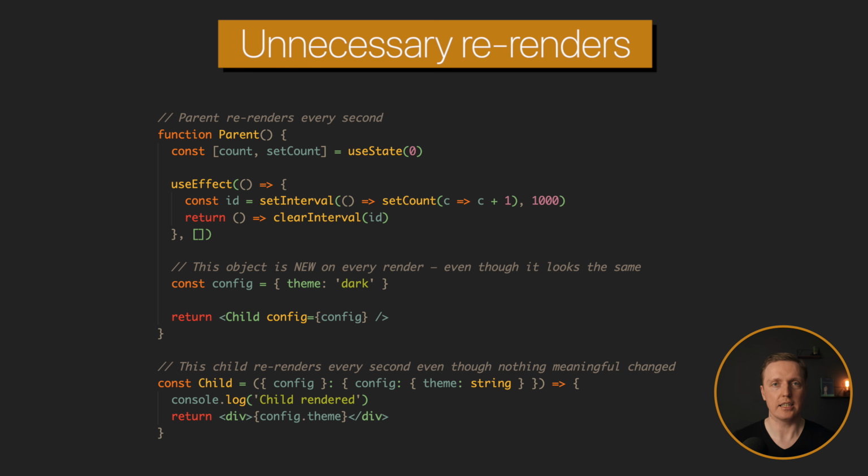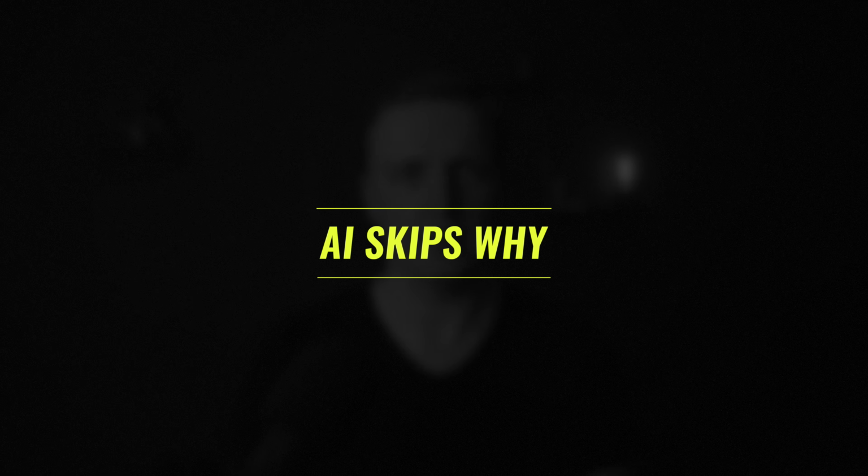And you may get an example, like for example we have our parent and the parent renders every second, and we have our child component with a config and the child re-renders every second when we don't want this. And then we can use things like useMemo or React.memo to fix exactly this problem, and most importantly why it happens, because of referential equality. AI doesn't explain all this problematic for you, it simply answers your question. Which brings us to the second point.